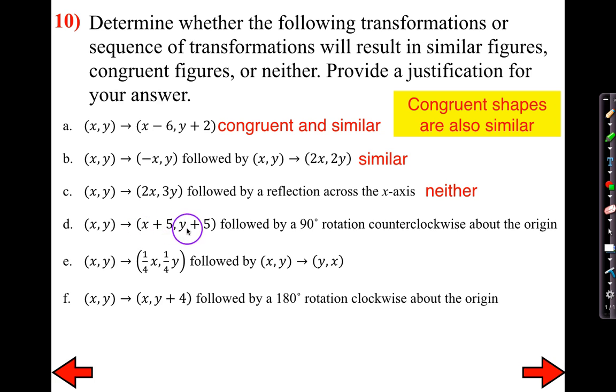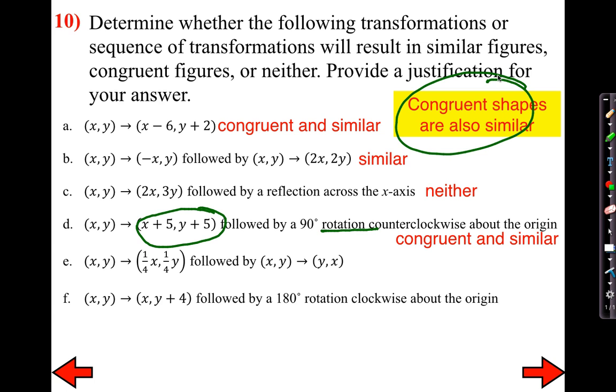Here, x plus 5 comma y plus 5 followed by a 90-degree rotation counterclockwise about the origin. So this may seem a little intense, but let's take it one at a time. Here is a translation. For sure, I know the two shapes are congruent. Now from there, we went ahead and rotated it 90 degrees counterclockwise. Well, guess what? Even after a rotation, the shapes are still congruent because both of these transformations are rigid motions. So for those reasons, I'm going to go ahead and say that the shapes are congruent. But remember, congruent shapes are also considered similar. It's basically a dilation with a scale factor of 1.